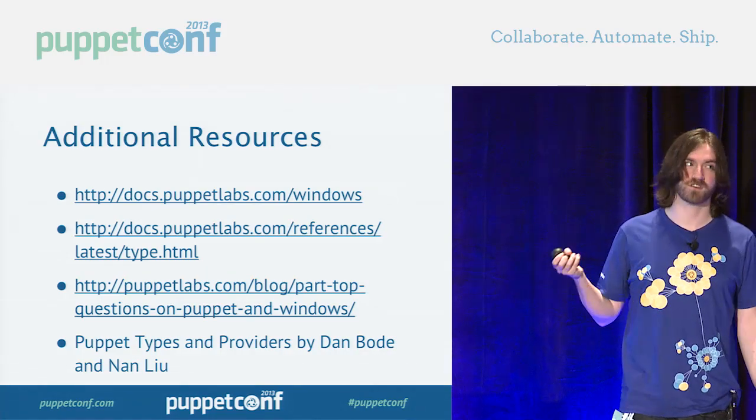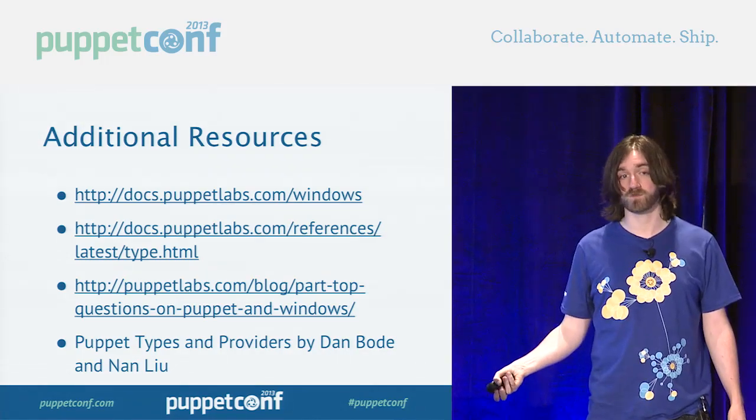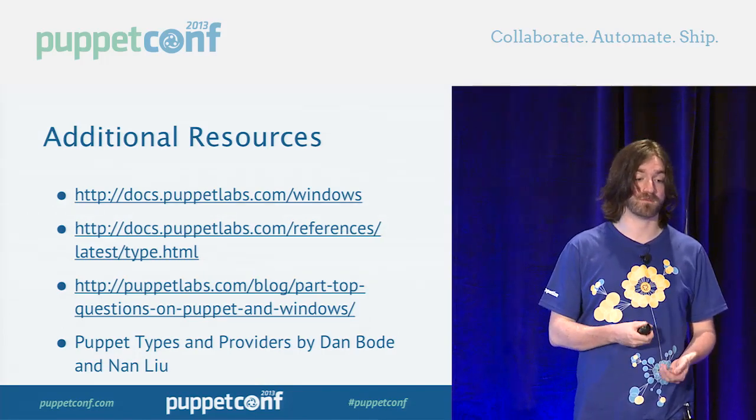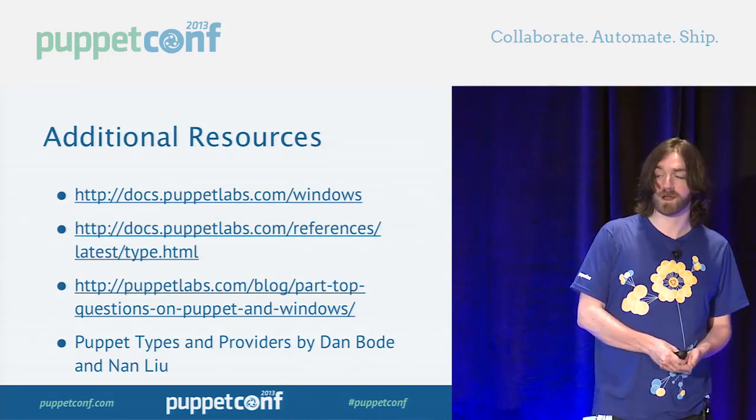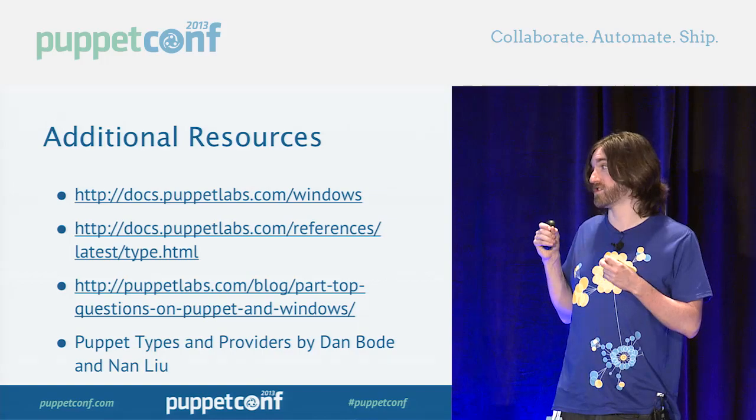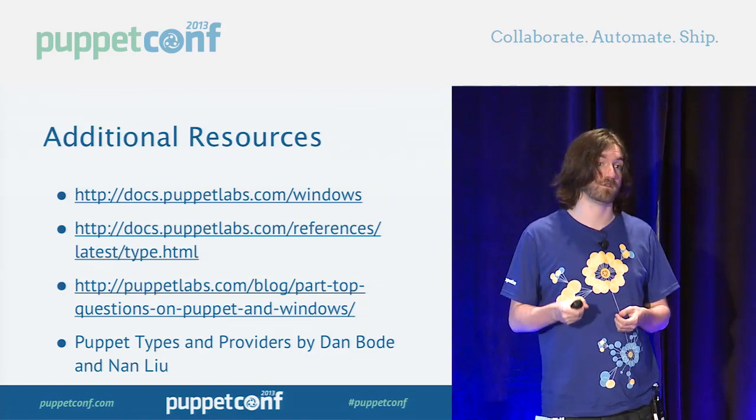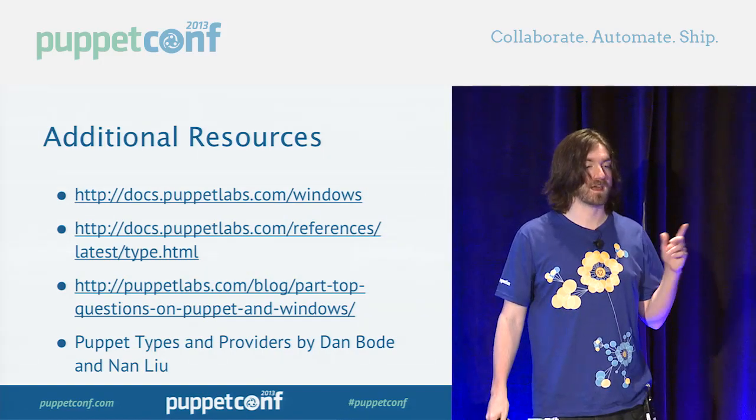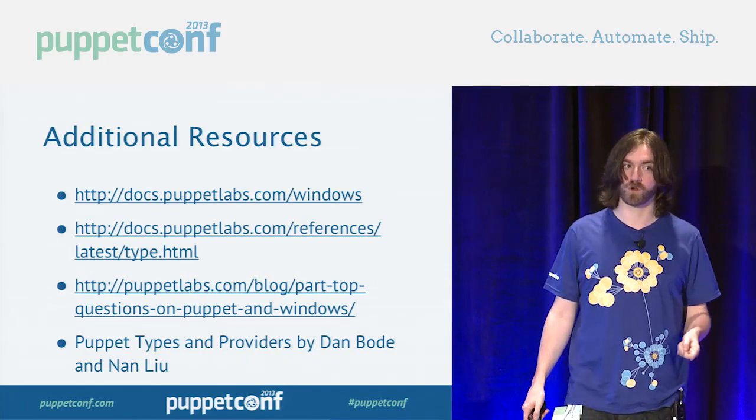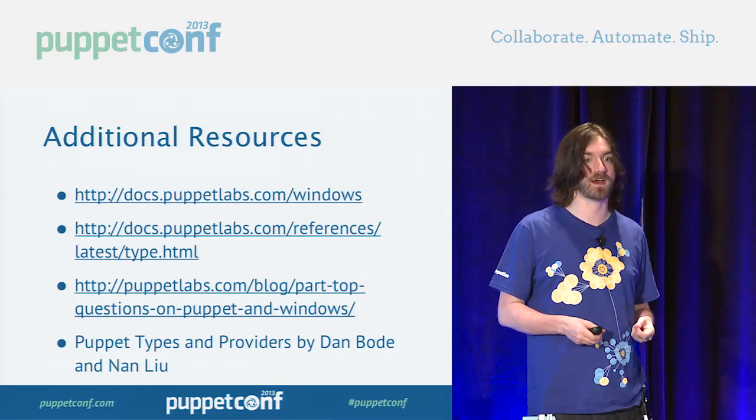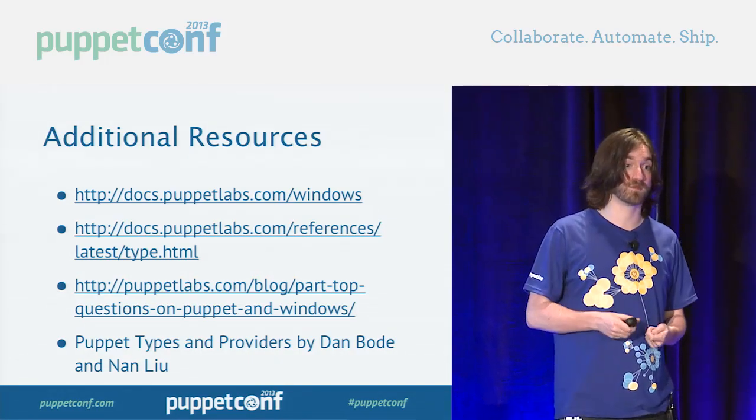There's a great blog post. I think there's a couple blog posts and some webcasts that we have on our webpage if you want to see more about that information. And not related directly to Windows, but I suggest you all also check out the Puppet Types and Providers book by Dan Bode and Nan Liu. Nan is actually going to be here tomorrow doing a workshop in Types and Providers, so you might want to check that out. What Windows really needs is more providers.